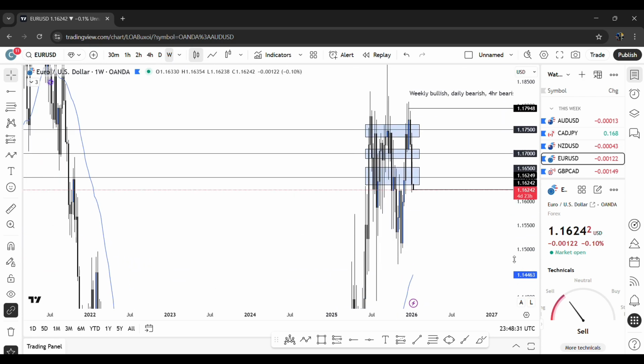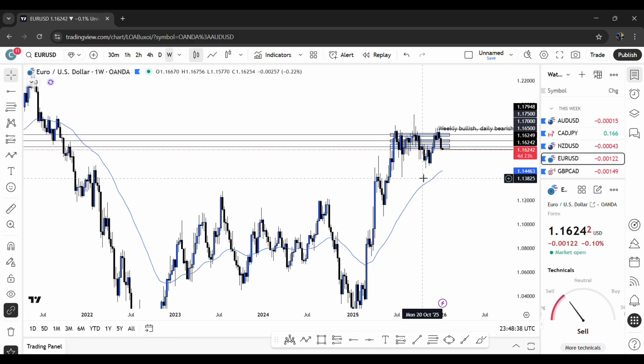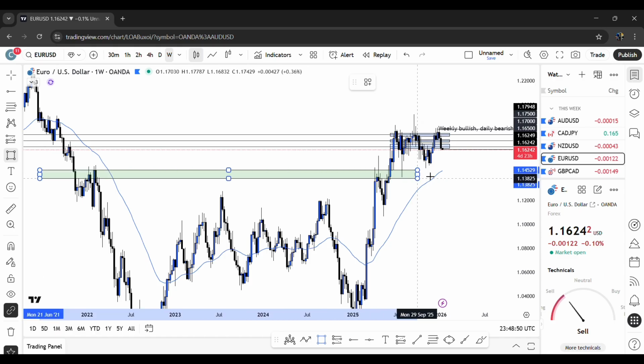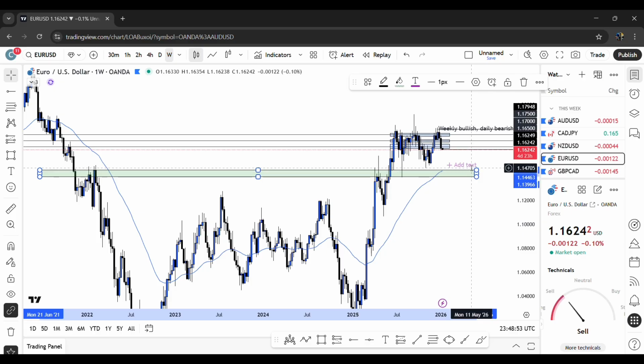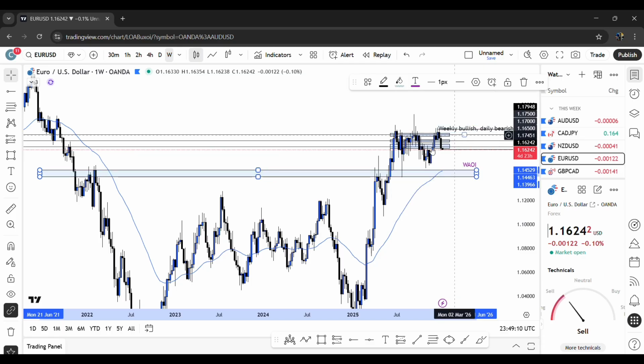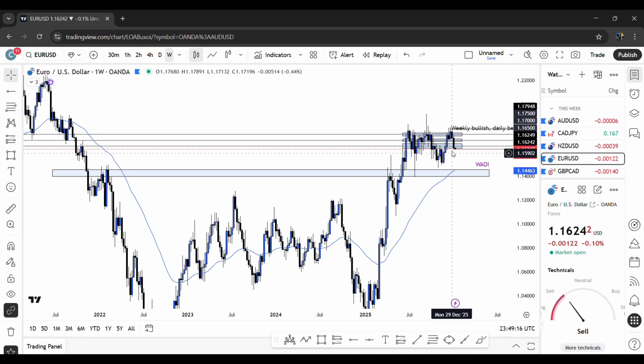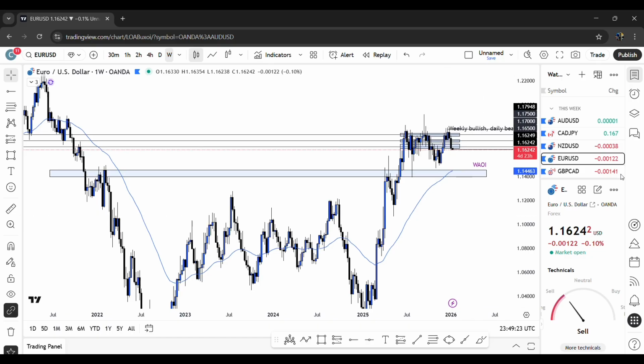I have not marked my area of interest on the weekly, but if we want to mark it out, then okay, this can be one of our weekly areas of interest, before which we should exit our trade, since it's a counter trend trade. And then whenever the price reaches this area of interest, we can look for buys.